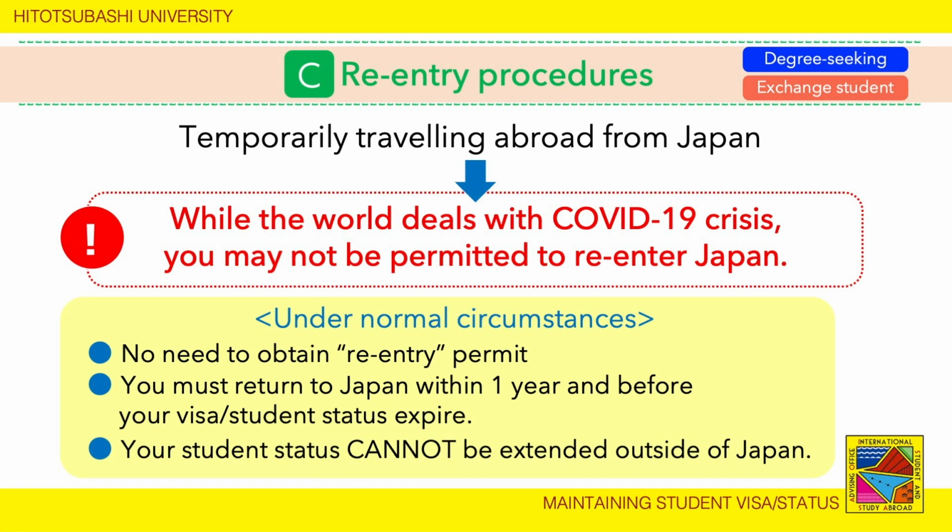Okay. Now, under normal circumstances, you do not need to obtain a re-entry permit as long as your departure period is less than 1 year. However, let's say during your summer break, your status expires. Then what do you do? Well, you cannot extend status from overseas, and so that means you need to get a new COE and apply as a new student and come back to Japan.